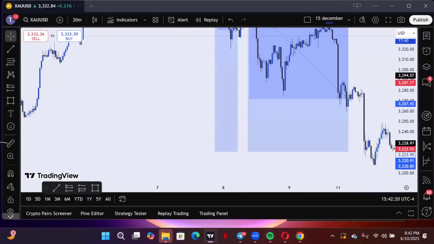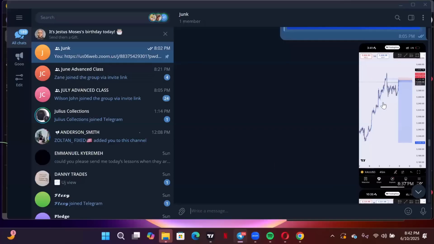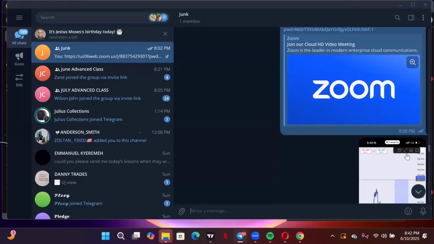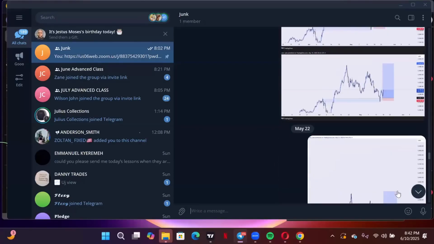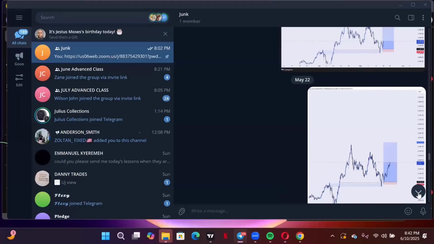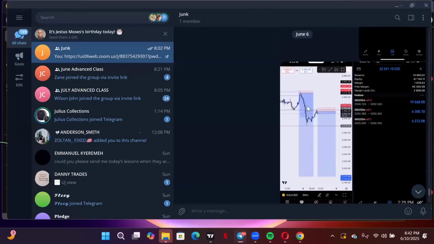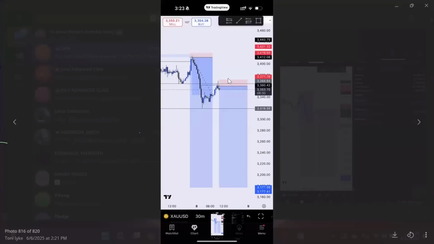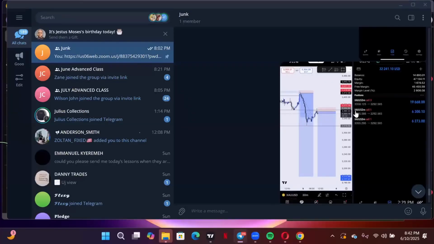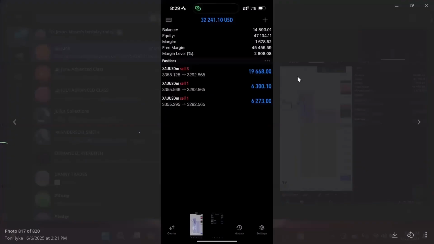Second one, the same thing. First entry, I already showed it. The second entry is this breaker block here. I entered later after market hit the end, but it's the same thing. So this was the same trade. This was the trade right here.